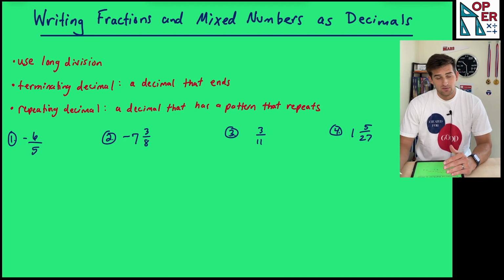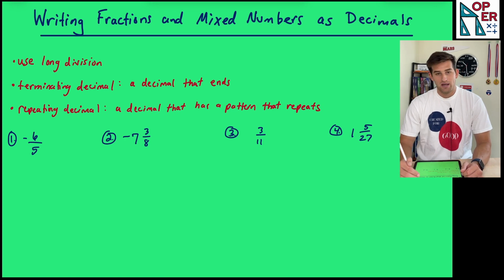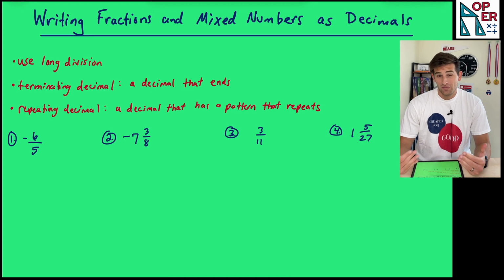Another type of decimal that we could have would be a repeating decimal, and that would be a decimal that has a pattern that repeats. So you could think about something like 1/3 as a fraction. If you divide that, you're going to get 0.3 repeating. So it's like 0.33333333, and that continues on in a pattern.